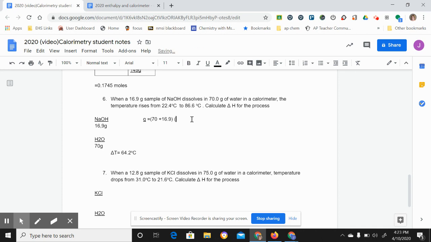C, which is our specific heat, and we're talking of water because that's what's changing in temperature, 4.18. And our delta T was 64.2. So if you do your math on that, you should come up with 23.34 kilojoules, because it will just automatically put it in kilojoules. 23.4 kilojoules.